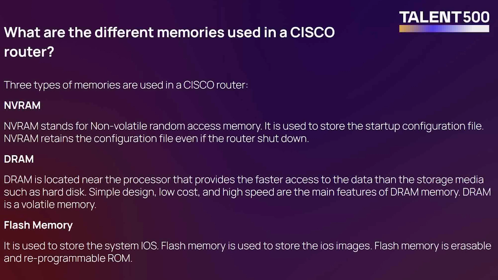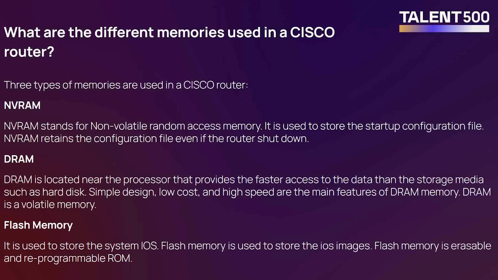The second is DRAM, which stands for dynamic random access memory. It is located near the processor and provides faster access to your data than storage media such as the hard disk. So as compared to a hard disk, the DRAM, or dynamic random access memory, provides faster access to the stored media. It has a simple design, it is low cost and high speed. These are the main features of DRAM, and it is also a volatile memory.